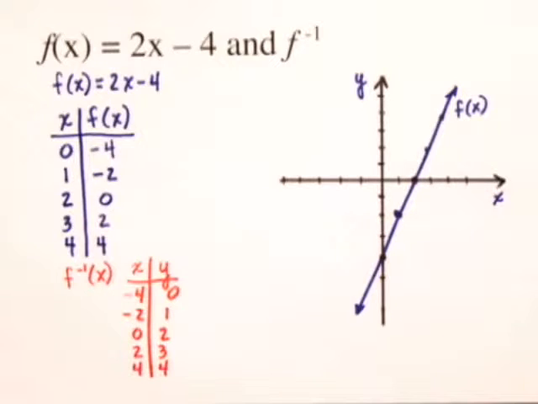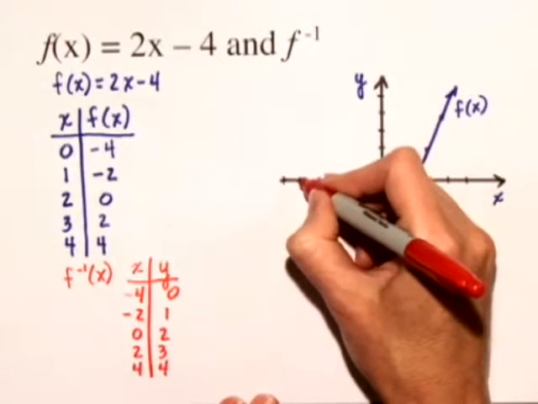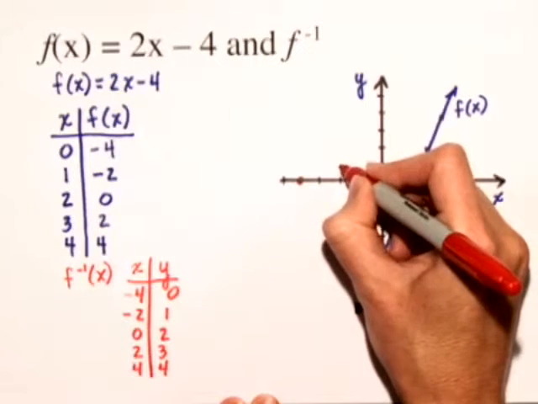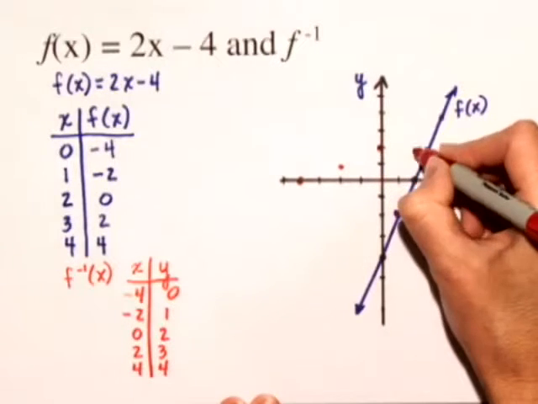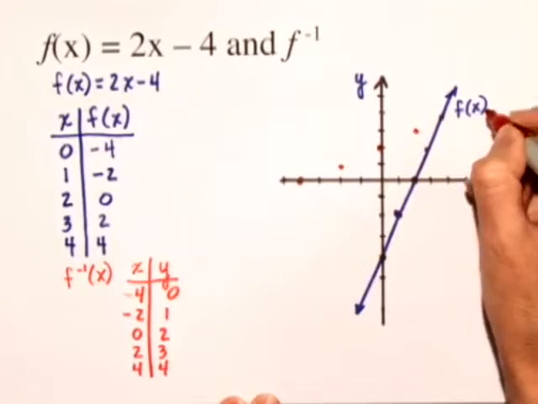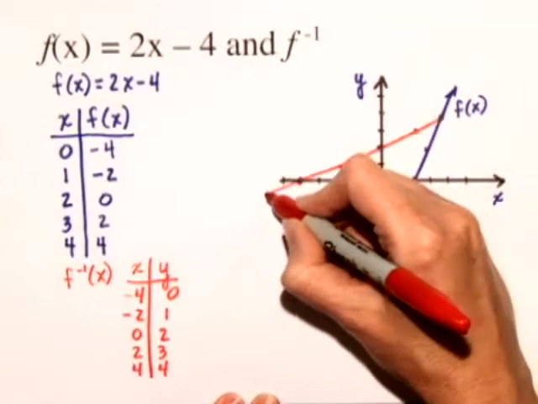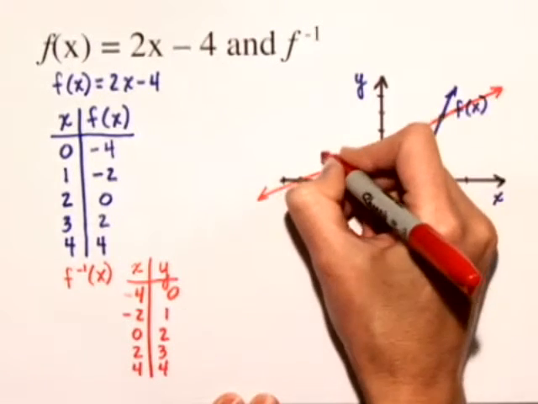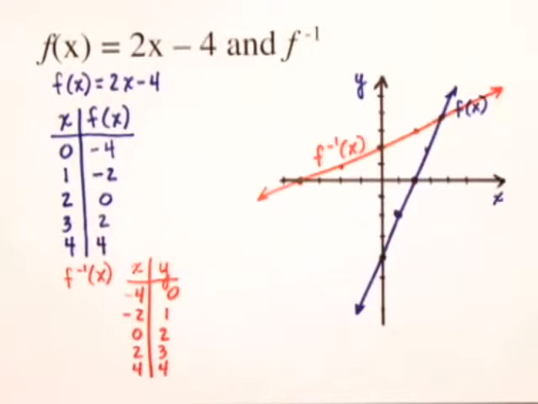Now we have 5 points, and we can graph the inverse function. So we have negative 4, 0, negative 2, 1, 0, 2, 2, 3, and 4, 4. And let's connect these red dots with a straight line. And the graph in red is our inverse function, f inverse of x.